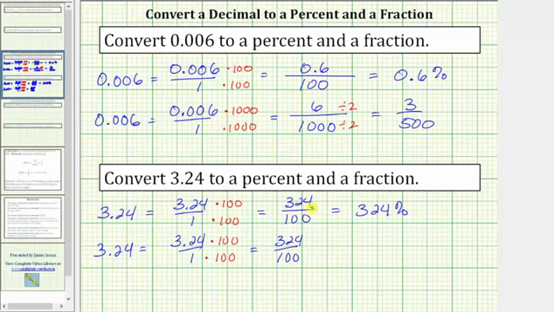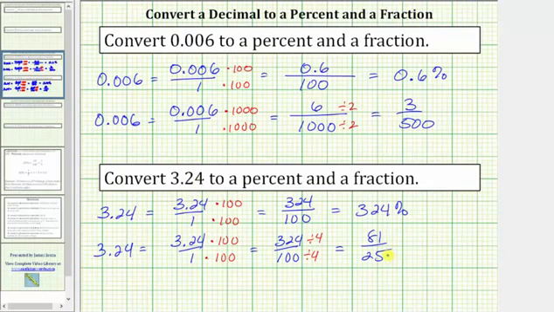But now we need to simplify the fraction. The greatest common factor between 324 and 100 is 4. We divide the numerator and denominator by 4 to simplify the fraction. 324 divided by 4 is equal to 81. 100 divided by 4 is equal to 25. This is a simplified fraction for 3.24.